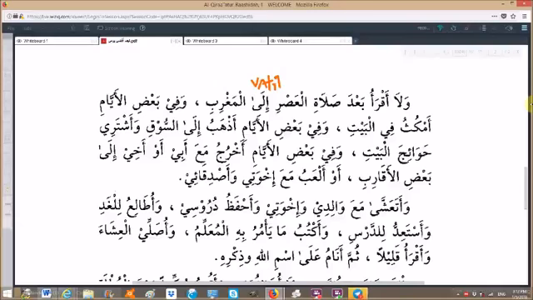So here it means ila, it means hatta, basically. La aqra'u ba'da salat al-asr ila al-maghrib. I don't read after salat al-asr until maghrib. Wa fi ba'd al-ayyam. Ba'd, we want to make sure we say this differently than ba'd. Ba'd means after. Ba'd with a dad means some.